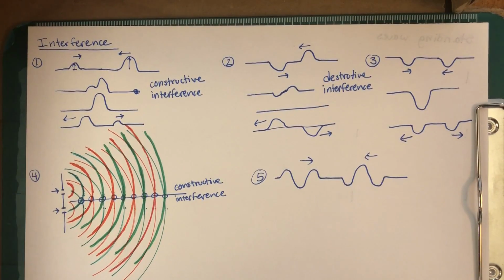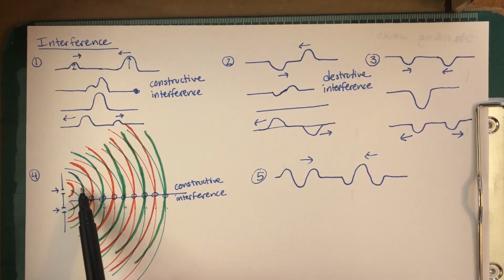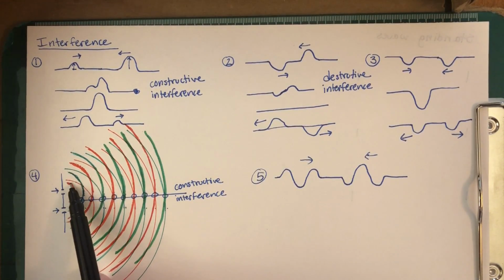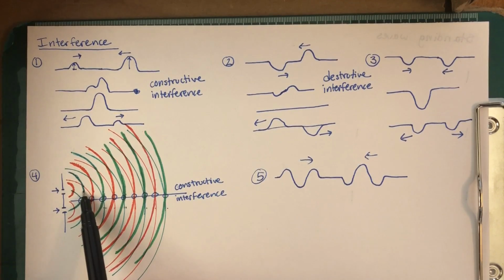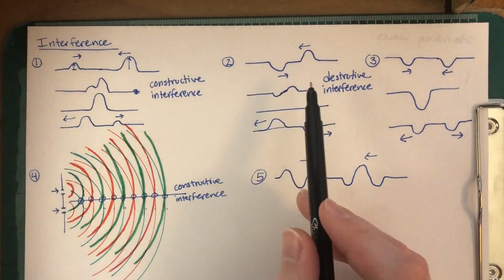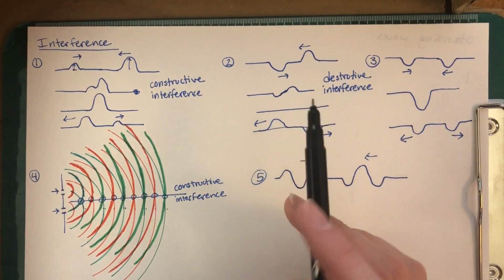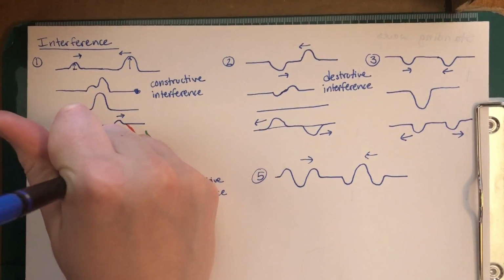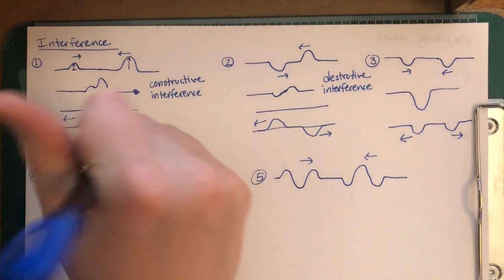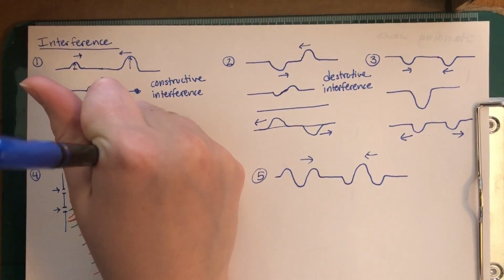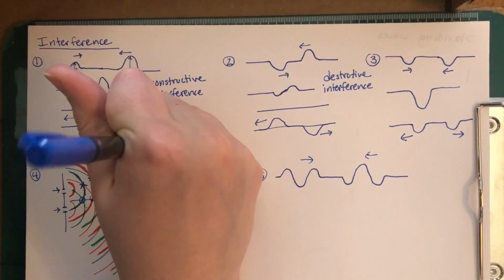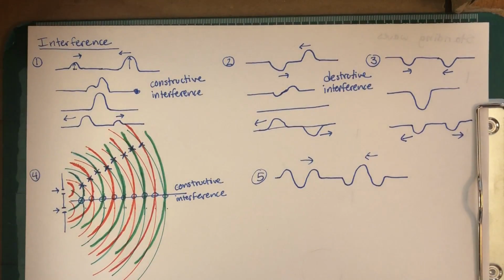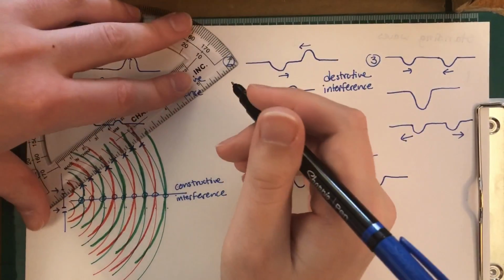But in other places in this pattern, we kind of see the opposite thing. Right here, we see a red line and a green line overlapping, meaning we have the top of one wave and the bottom of another wave overlapping. And when we get that, they end up canceling out. So I'm going to draw little X's here where the red and green are overlapping with each other, and that's going to cause destructive interference.